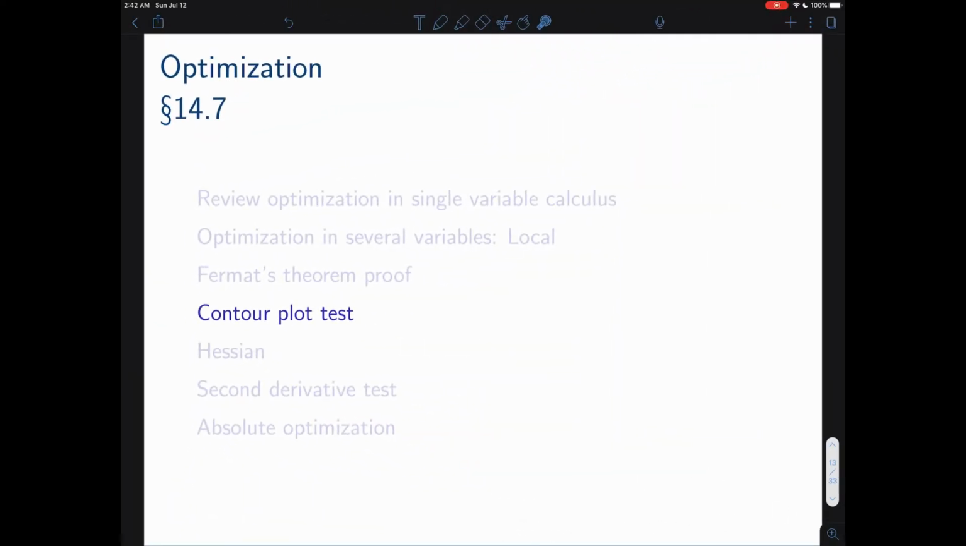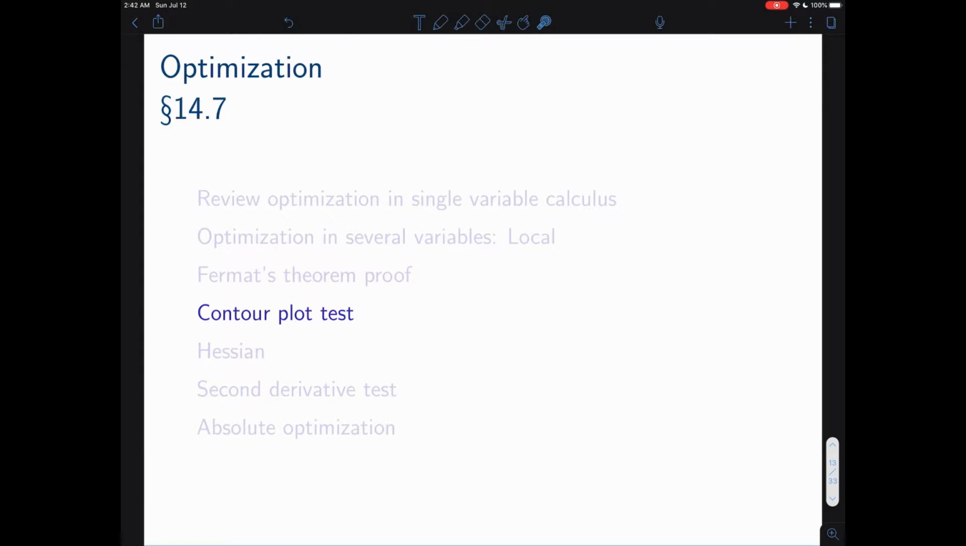Okay, we've talked about what is a local maximum or minimum and what's our goal in optimization. And we talked about an approach, which is Fermat's theorem. Fermat's theorem gives us the strategy that we should start by identifying a list of candidates, which is the critical points. And once we have that list of critical point candidates, we should look at them and try to see, are they a local maximum or minimum?